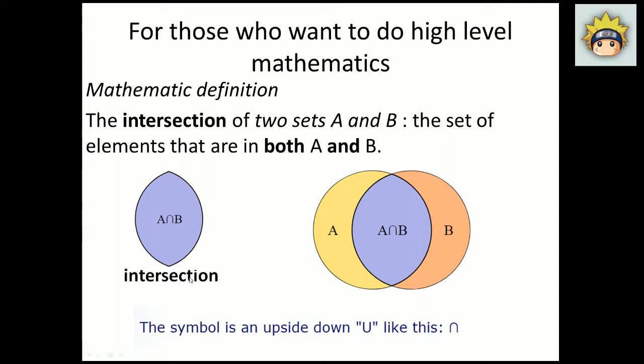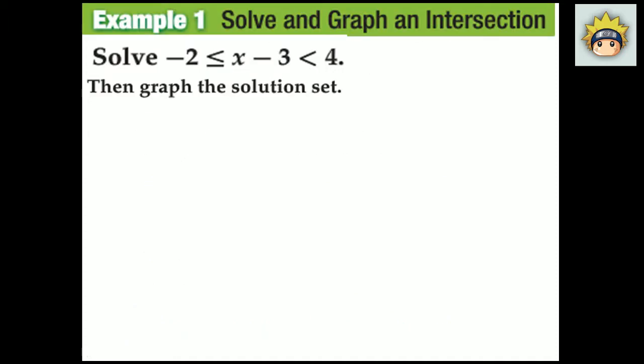This is the formal definition because remember inequalities, the solution for inequalities is represented by a set or a list of numbers. So when we say the intersection of two inequalities, it basically refers to the intersection of two sets. Alright, let's look at some examples.